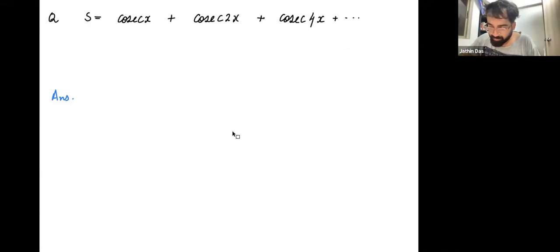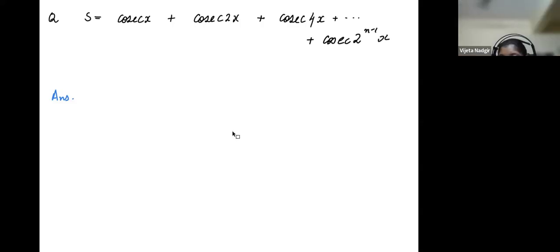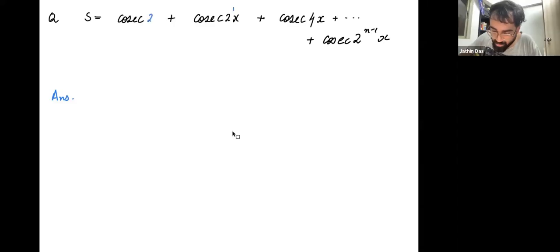Nth term. What is the nth term? Cosec 2 raised to n minus 1 x, because the second term is having this. Like this, 2 raised to 0 x is coming. 4 is 2 raised to square, third term. So like that 2 raised to n minus 1 x will come.